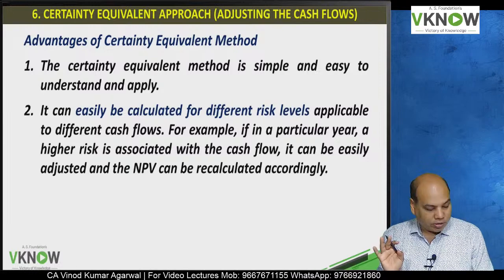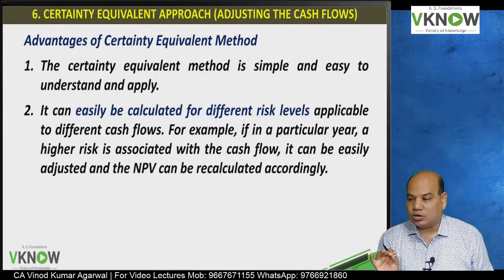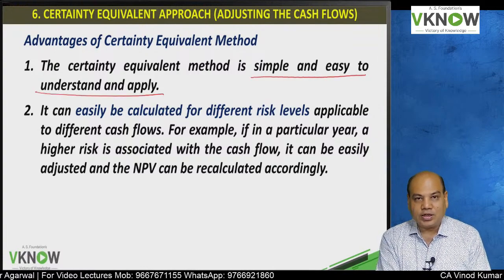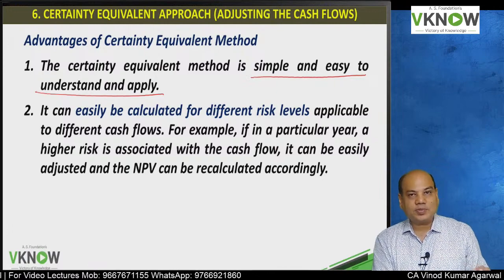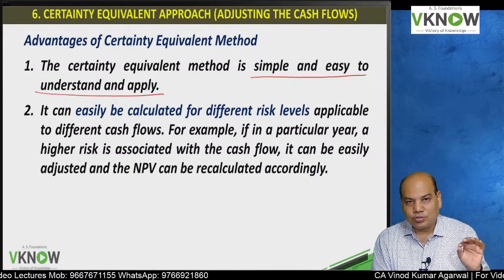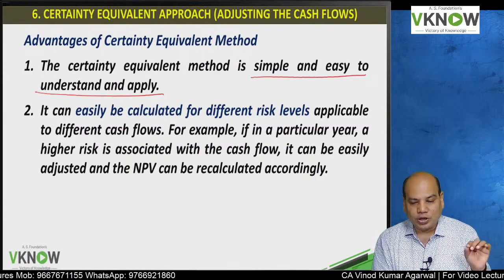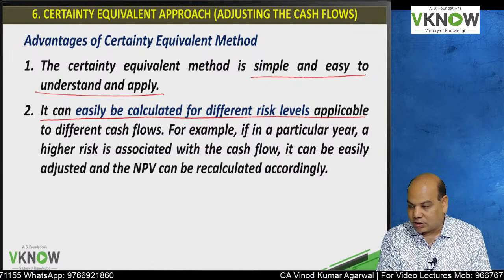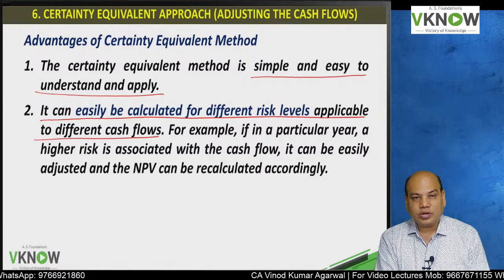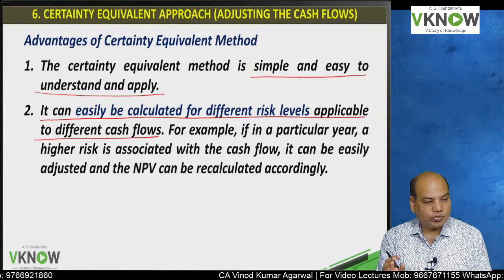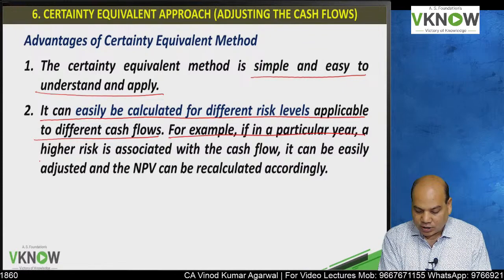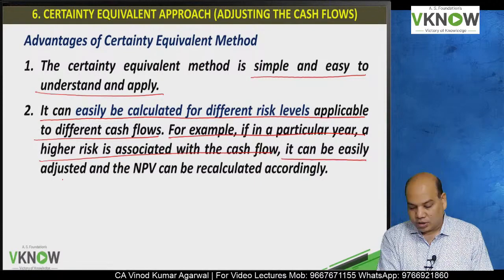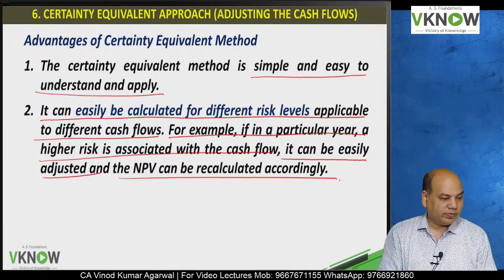Okay. Now the question is advantages of certainty equivalent method. Advantage number 1, simple and easy to understand. All of you have easily understood it, and the steps are also simple. Convert uncertain cash flow into certain cash flow by multiplying by certainty equivalent coefficient, and then use risk-free discount rate. It can be easily calculated for different risk level applicable to different cash flow. If the cash flow is more risky, you can have a lower CC for that, and if the cash flow is less risky, you can have a higher CC for that. And therefore easy to adjust cash flow and easy to calculate NPV using this approach.